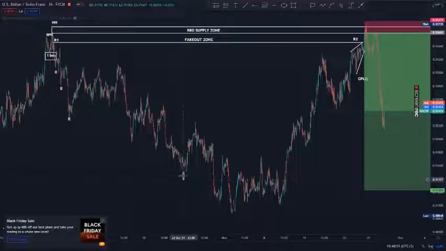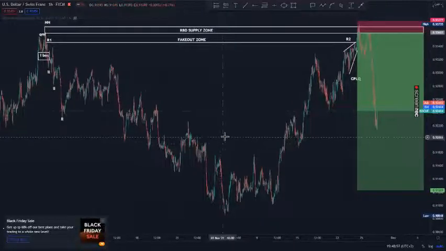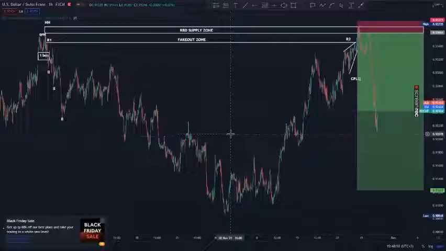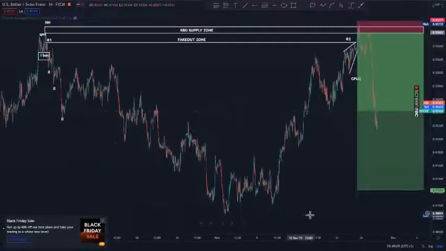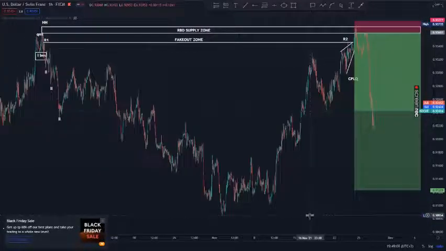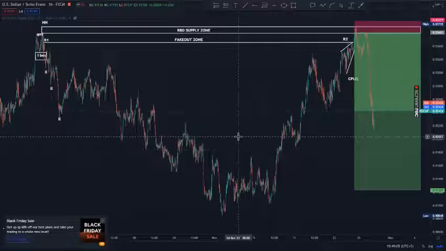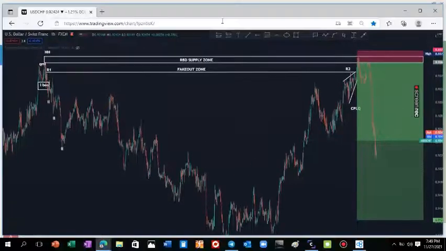Very nice setup. Okay, so you guys let me know if you want me to make an individual video on this particular setup. Let me know in the comment section if you'd want me to do that. Otherwise, this is what we had. It was really nice. The market worked out according to what we thought was going to happen.